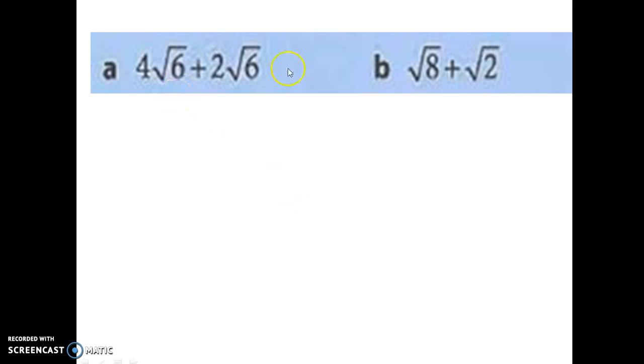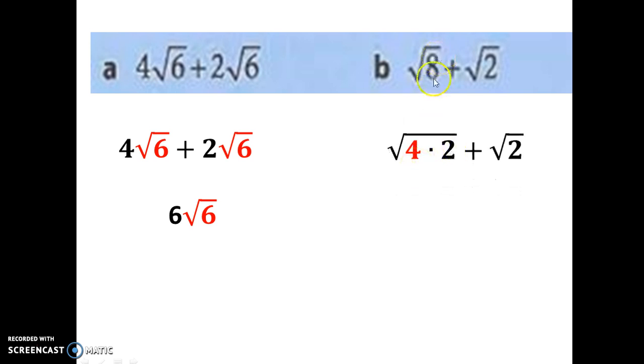All right, let's try another one, see if you can simplify these two. In the first one, notice we already have like terms there, so we just combine the first two numbers, 6 root 6. Second one, they're not like terms, so you might have to simplify. All right, that one turns into this, 2 comes out, now we have like terms, we have 2 plus 1 of these, so 3 root 2.